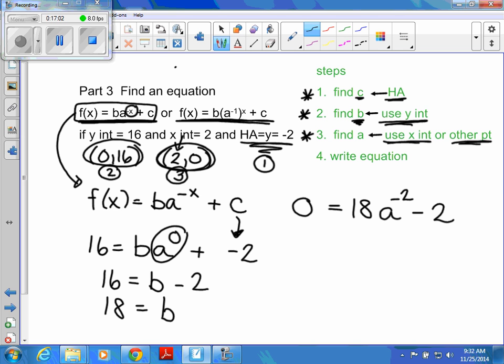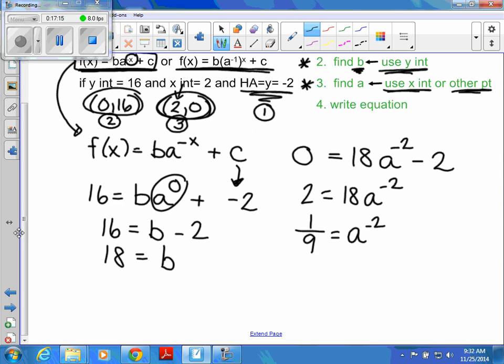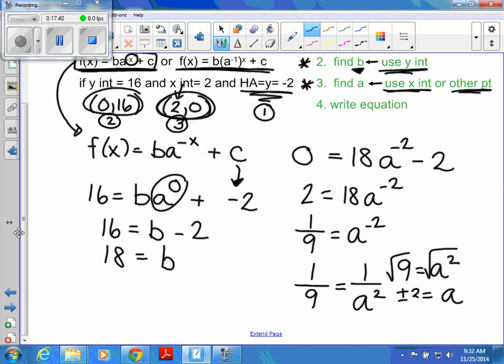I'm going to add 2 to both sides, so I have 2 equals 18 times A to the -2. I am then going to divide both sides by 18, so I have 1/9 equals A to the -2. And then we go back to chapter 1 again. You should know what A to the -2 power is. A to the -2 power does not make a negative answer. It makes a fraction. It makes 1 over A squared. And how do you solve a fraction equals a fraction? You cross multiply. 9 equals A squared, square root, A equals plus or minus 3.